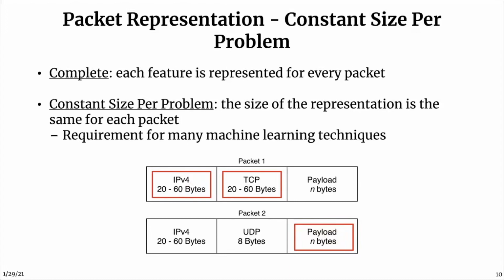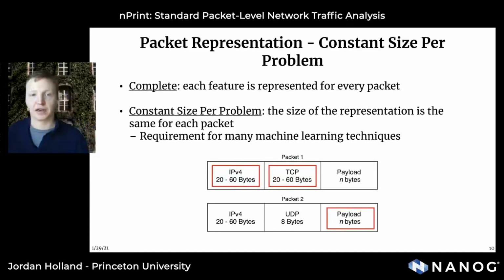The second requirement that we landed on was that we want any standard representation to be constant size per problem. And what this means is that the size of the representation is the same for each packet. And for images, right, we can just scale an image and the pixels still mean the same thing, we just lose resolution. Unfortunately, scaling doesn't really work for packets. The real pain is the fact that different packet headers, right, like an IP header or TCP header, are variable length. And then we also have different size payloads. So we actually have packets that are different lengths entirely that we need to be able to represent in a constant size.